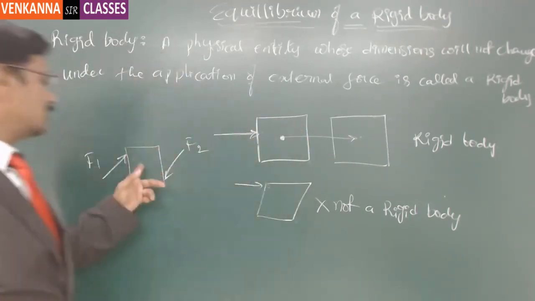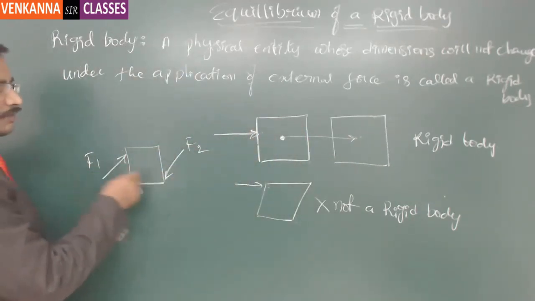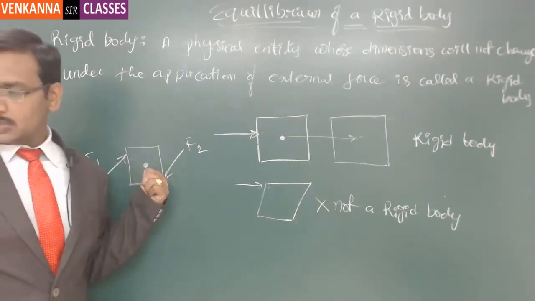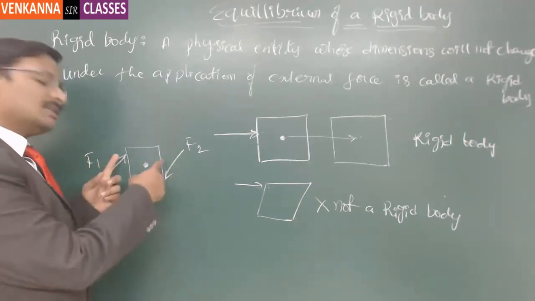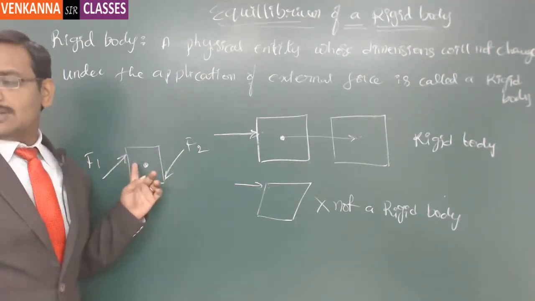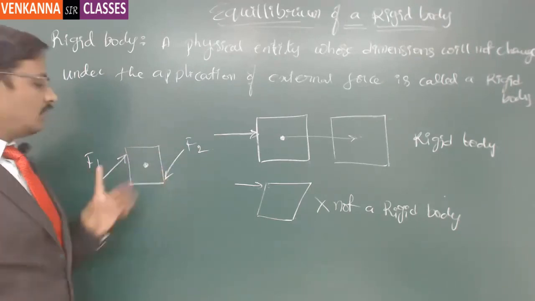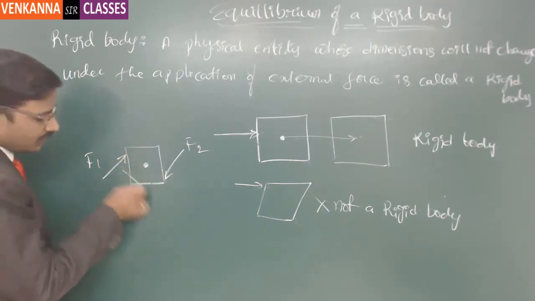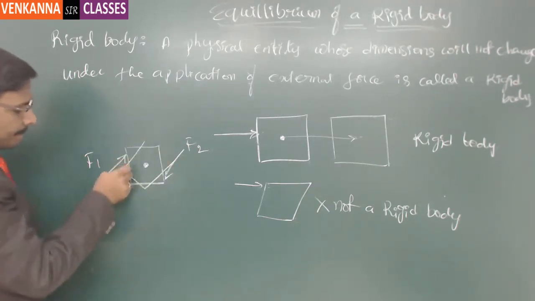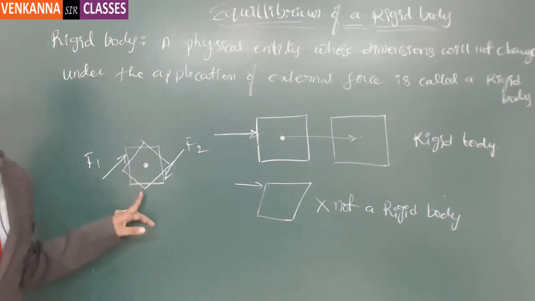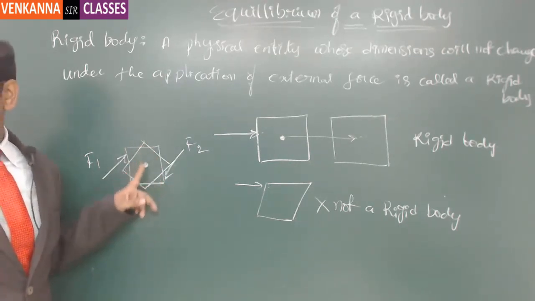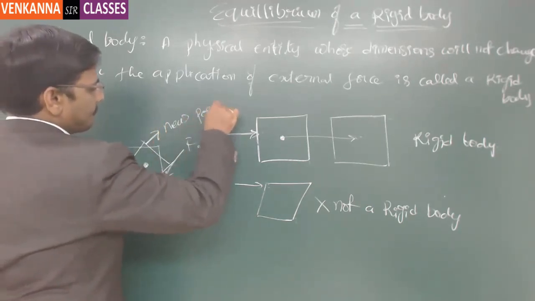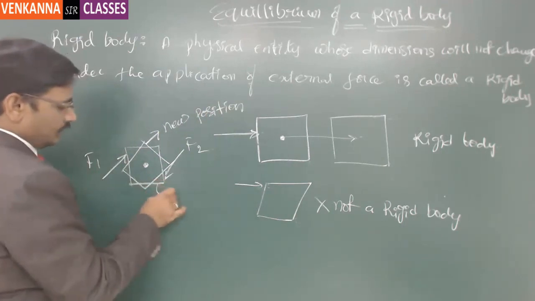Suppose in this particular case, after the application of these two forces, now the center of gravity is still again at this location initially. Even after the application of this force also, the center of gravity is not changing at all. But after the application of these forces, this one is getting moved to this particular direction. Now this is the new position after the application of this particular force. So this is the new position. And this one is the old position.